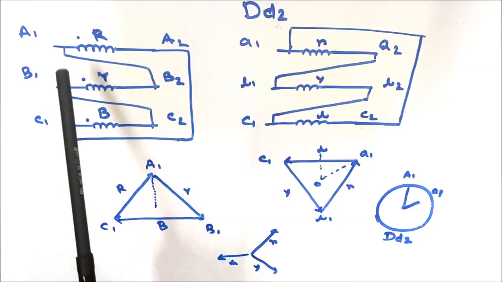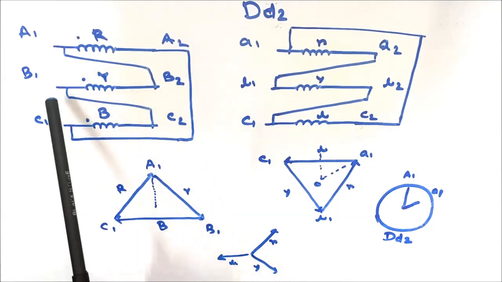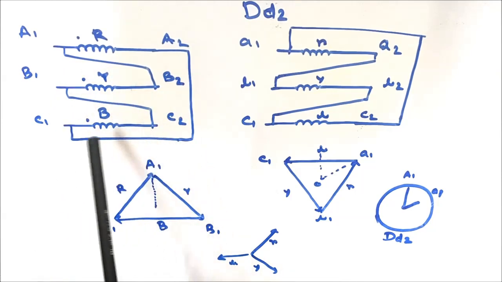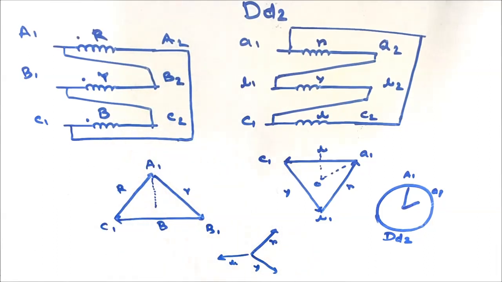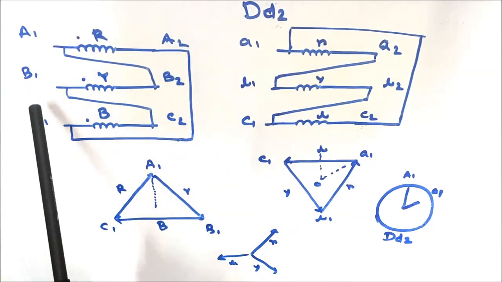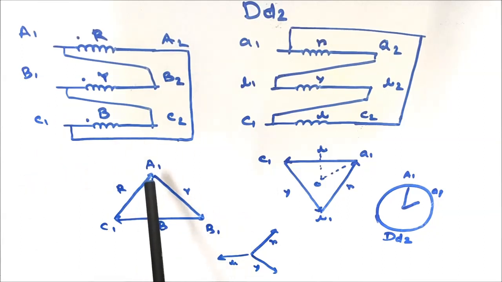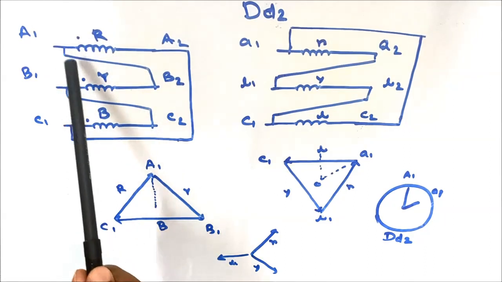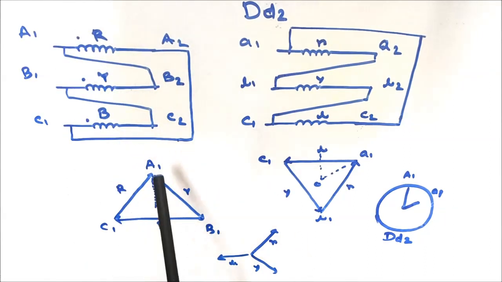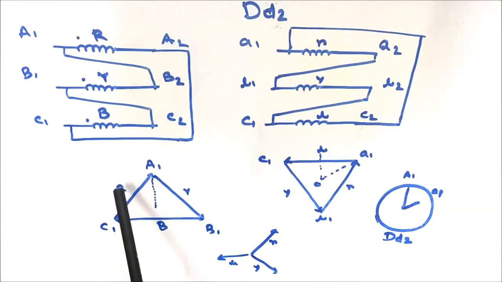So A1 is shorted with B2, and B1 is shorted with C2, and C1 is shorted with A2 to form the delta connection. And connection terminals are A1, B1, C1. In between A1 and C1, you can see there exists the red phase coil.